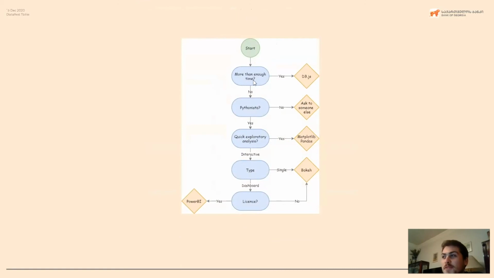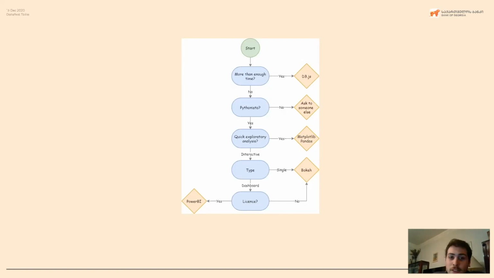And if we have more than enough time, which I think we never have, but if we do, we have to choose D3.js. D3.js is, I think, the most customizable library and the best library for data visualization. But it really has a steep learning curve, and it's really hard to build even basic charts in D3.js, and you have to know JavaScript for that.